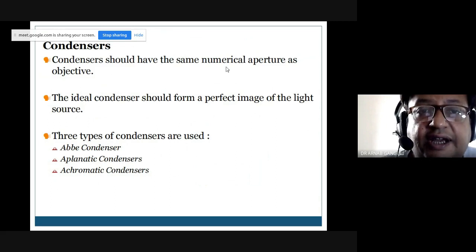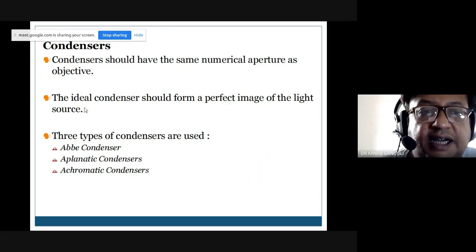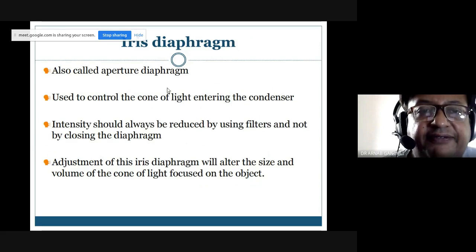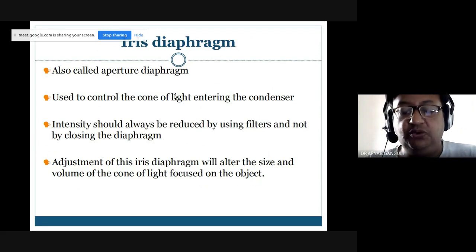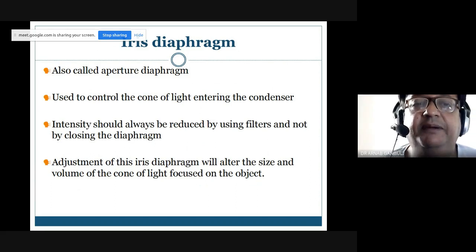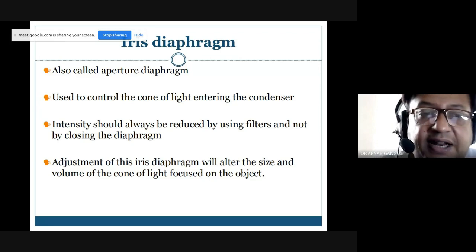So condenser should have the same numerical aperture as the objective. The ideal condenser should form a perfect image. There are three types of condensers of microscope. Then the diaphragm. Diaphragm hocche oi ekta phuto jar moddhe diye light ta asche. Boro korle beshi light, choto korle kom light. If more light comes in, then the image will become bleached. So you have to reduce the light so you can control the amount of light entering.